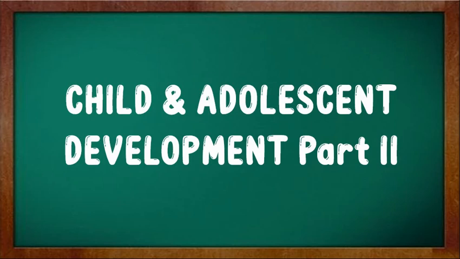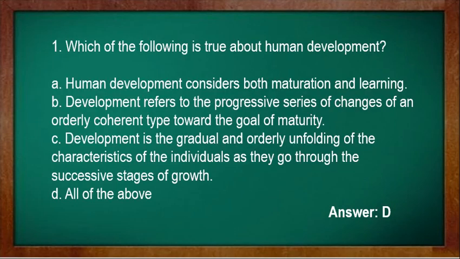Number 1. Which of the following is true about human development? A. Human development considers both maturation and learning. B. Development refers to the progressive series of changes of an orderly, coherent type toward the goal of maturity. C. Development is the gradual and orderly unfolding of the characteristics of the individuals as they go through the successive stages of growth. D. All of the above.